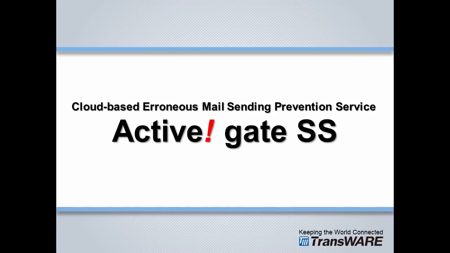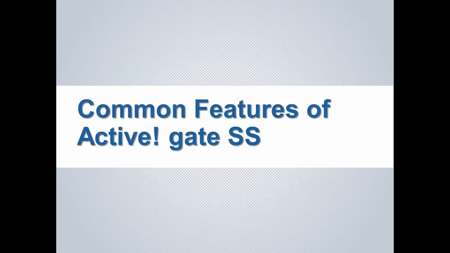In this video, we provide an overview and demonstration of ActiveGate SS, which prevents erroneous email sending for Office 365 and Google Apps. We will first explain the basic functions of ActiveGate SS.